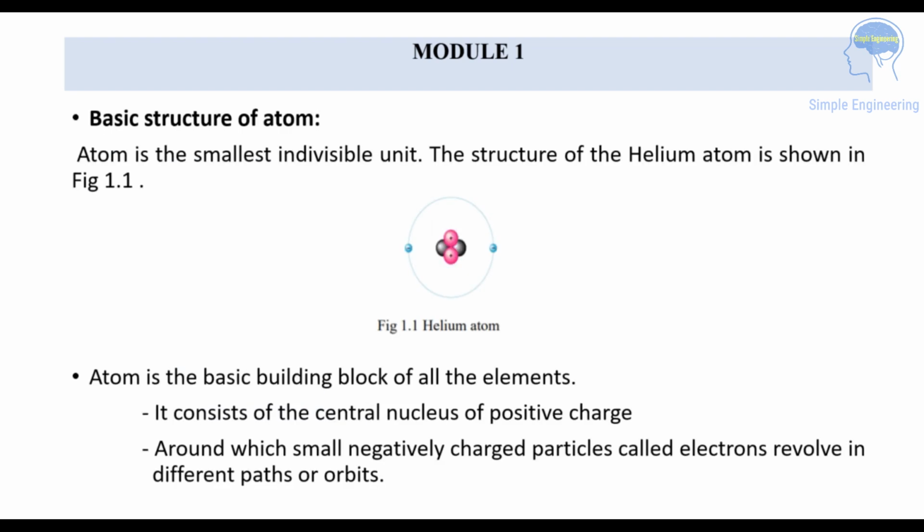So the basic structure of an atom, that is the helium atom, is shown in the figure. Atom means it is the smallest indivisible unit, and the helium atom has 2 electrons in the valence shell, as shown in figure 1. Atom is the basic building block of all the elements. It consists of a central nucleus, which is positively charged, and it is surrounded by negatively charged particles called electrons, and these electrons revolve in an orbit or a path.